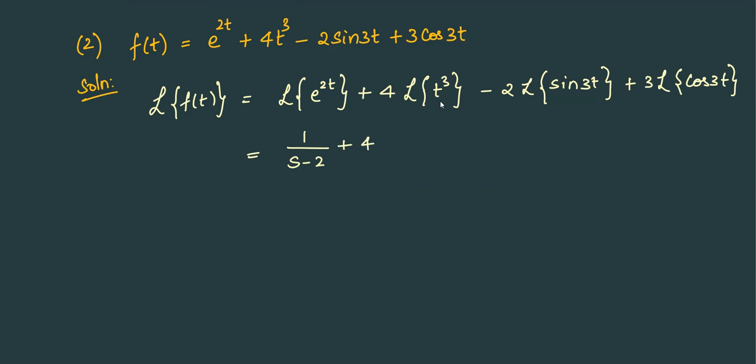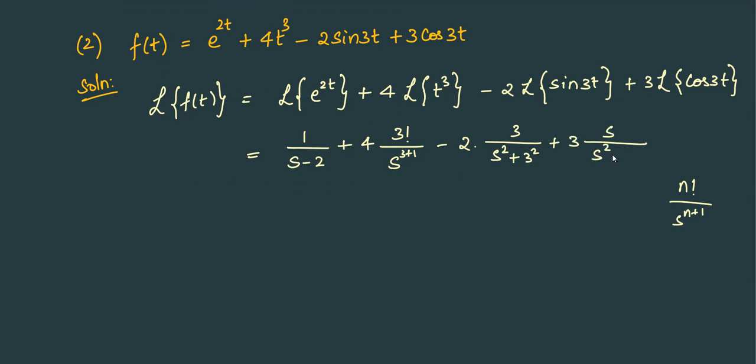plus 4 times the Laplace transform of t power n, which is n factorial by s to the power n plus 1. So we get n factorial, that is 3 factorial by s to the power 3 plus 1, minus 2 times the transform of sine 3t, which is 3 upon s square plus 3 square, plus 3 times cos 3t, which is s upon s square plus 3 square.